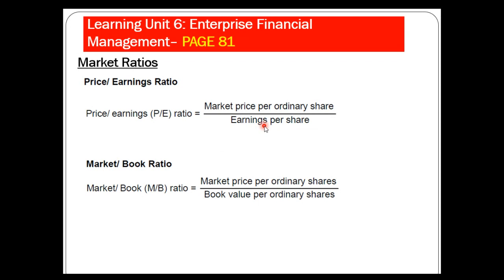Again, we have got what we call the market to book value ratio. Again, this one shows how the shareholders perceive our performance. Can you see now? So we compare the price per ordinary share and book value. Remember, the market price is according to the market itself or JSE, and the book value is according to the value in our books. So again, these ratios can be used by investors in order to make decisions.